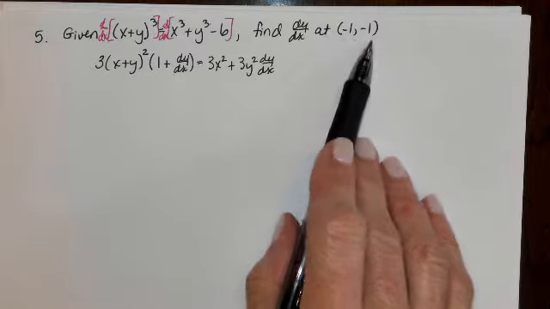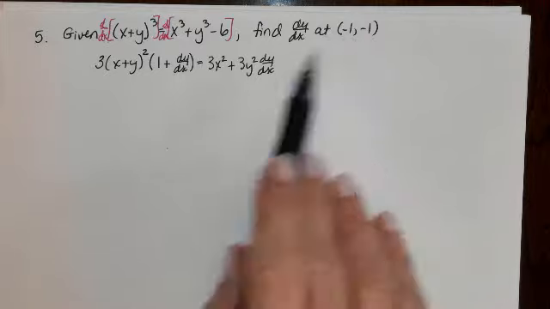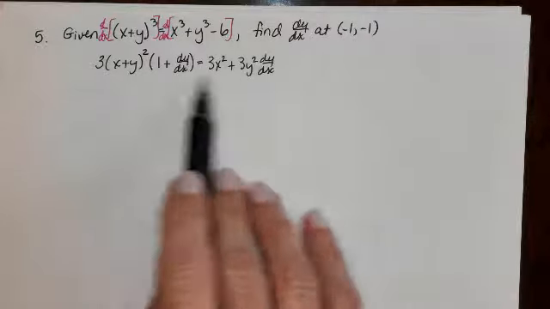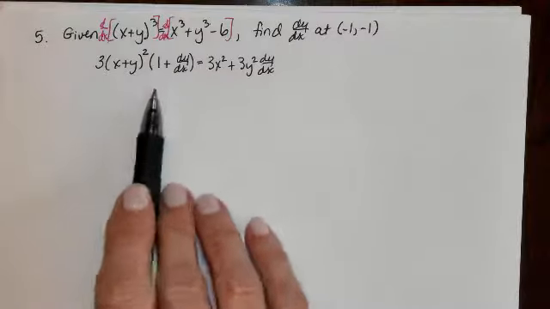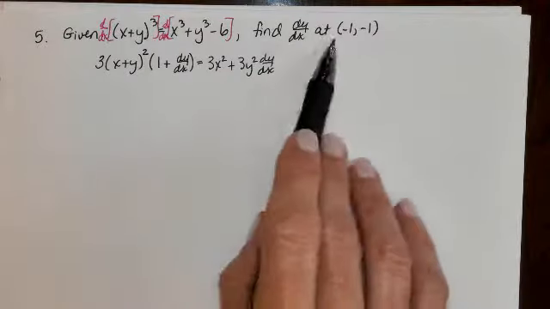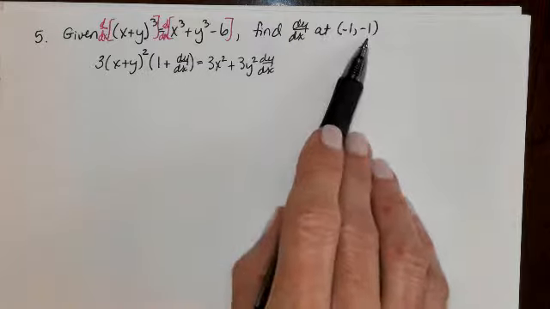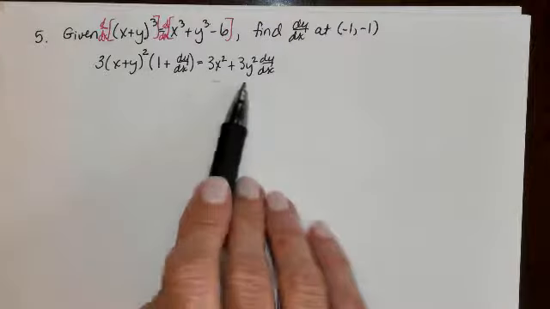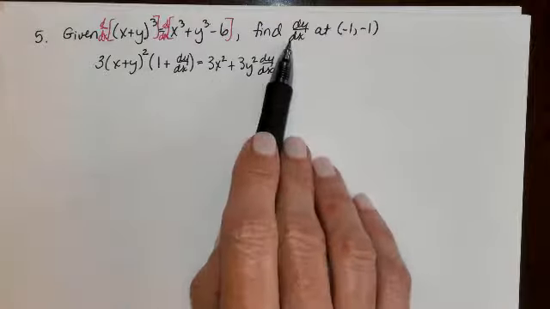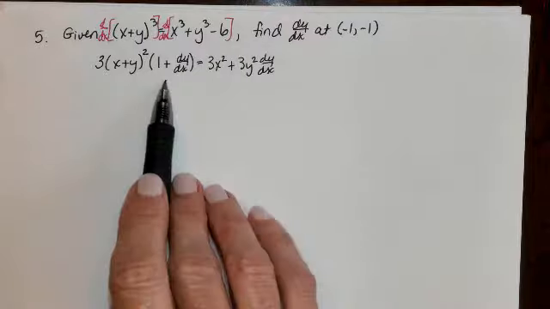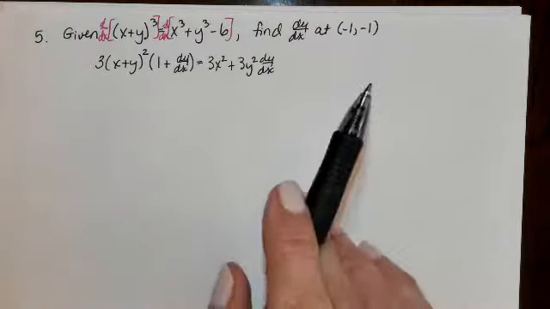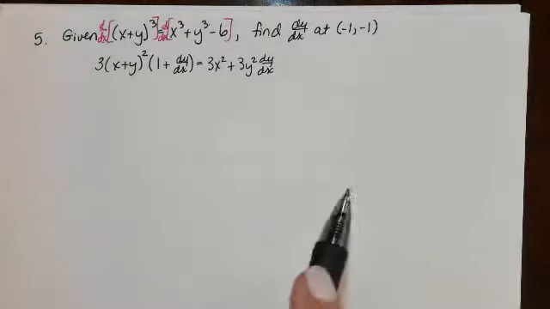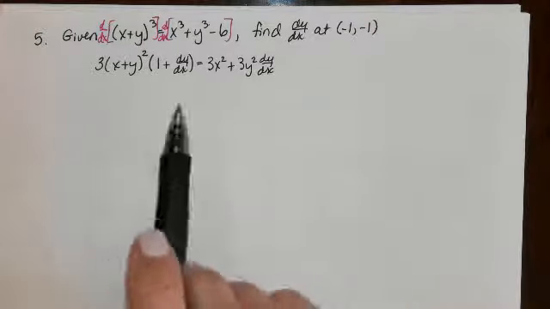So we have a choice right now. We could do what it takes to solve this for dy/dx, and then plug in (-1, -1), or we can plug in (-1, -1) now and then solve what remains for dy/dx. I tend to prefer that method, but they're both good. So whatever you do, you need to know this.